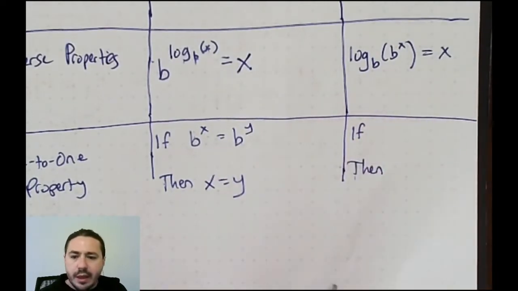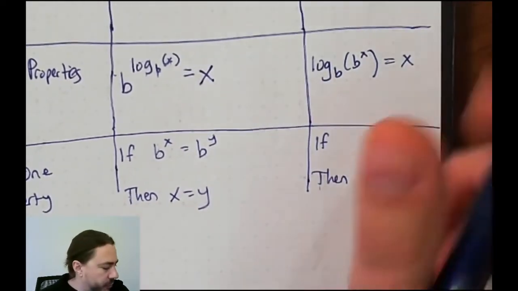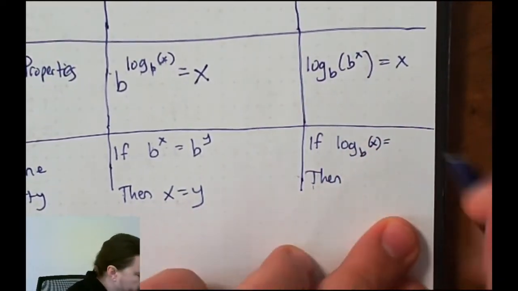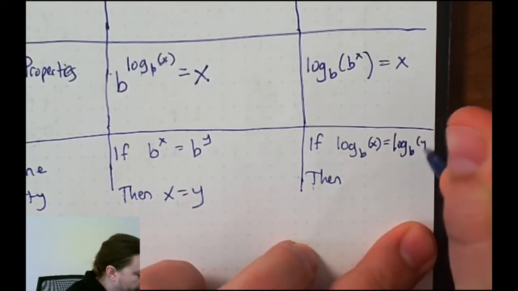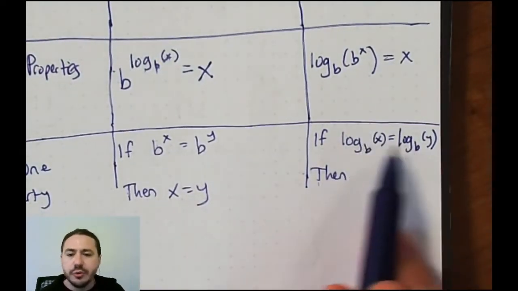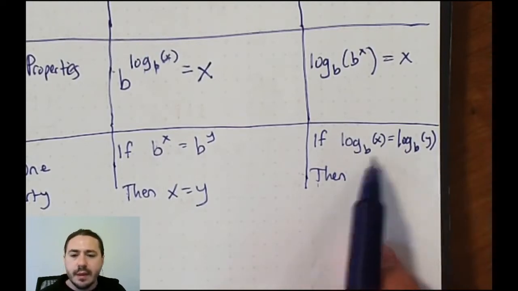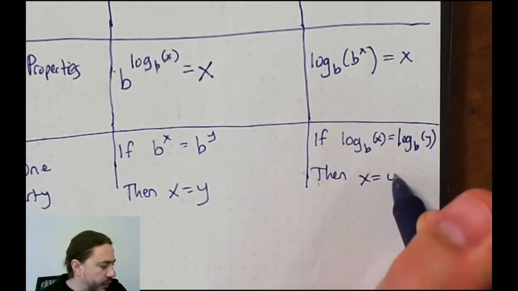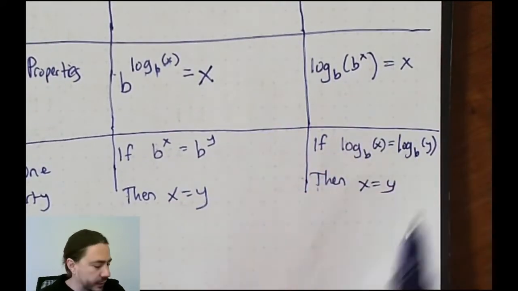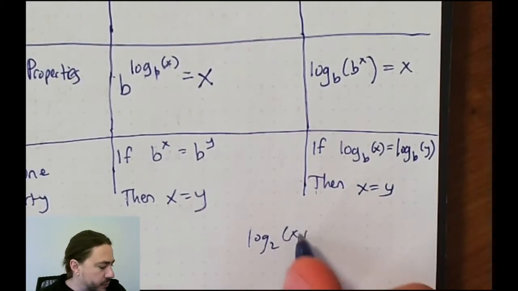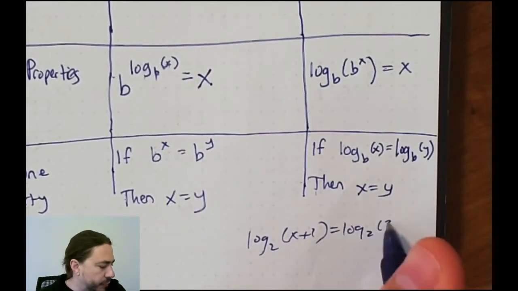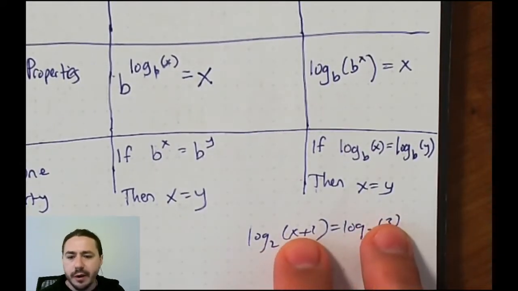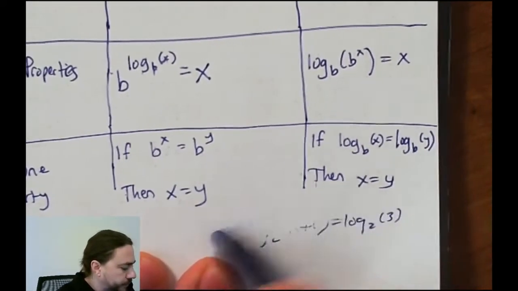On the logarithm side, we have a very similar property that says if log base b of x equals log base b of y, in other words, you have two equal logarithms with the same base, then that means that these arguments must be the same. So this will be nice, like if you've got an equation, like let's say you've got log base 2 of x plus 1 equals log base 2 of 3, you could just drop those logarithms and just say x plus 1 equals 3 and solve from there. So that's kind of the idea of when you would use that.